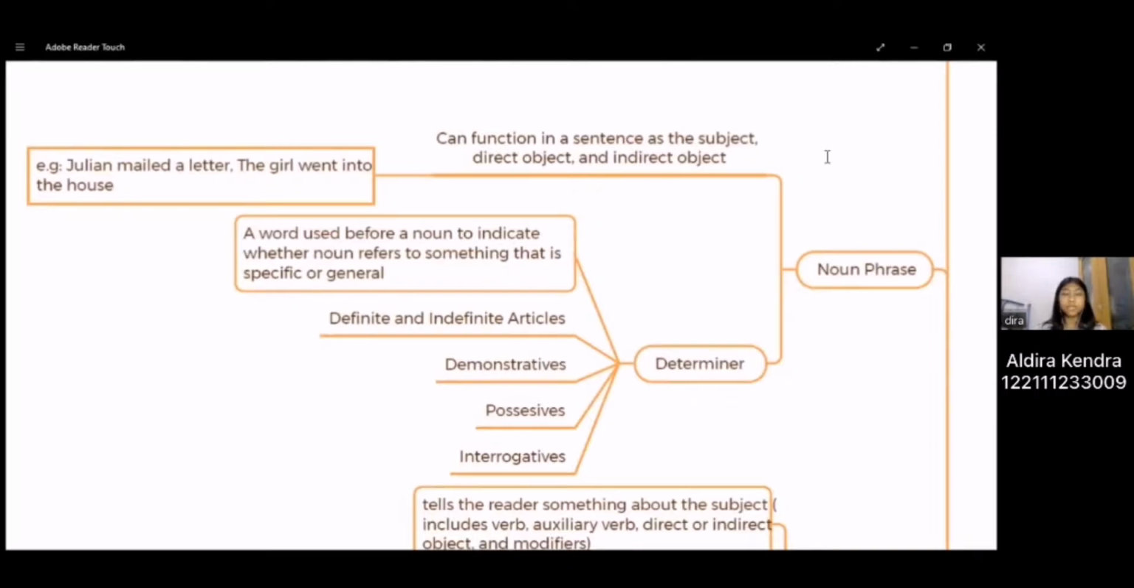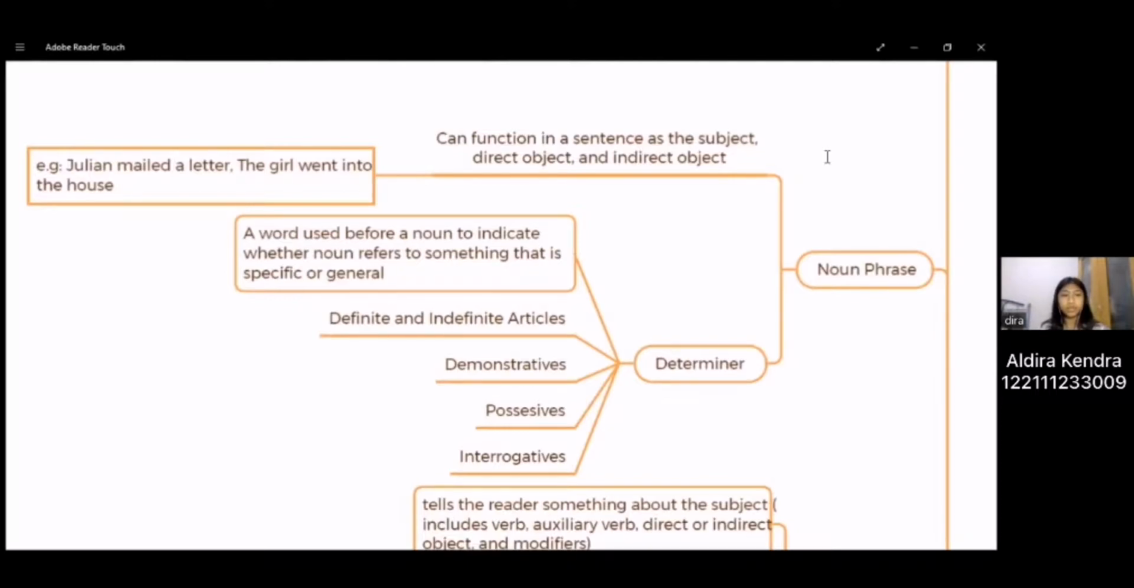A noun might be preceded by an adjective or adjective phrase. The adjective phrase might include an adverb or a subtype of adjective called determiner. In English, determiners are divided into some categories: definite and indefinite articles, demonstratives, possessives, and interrogatives.